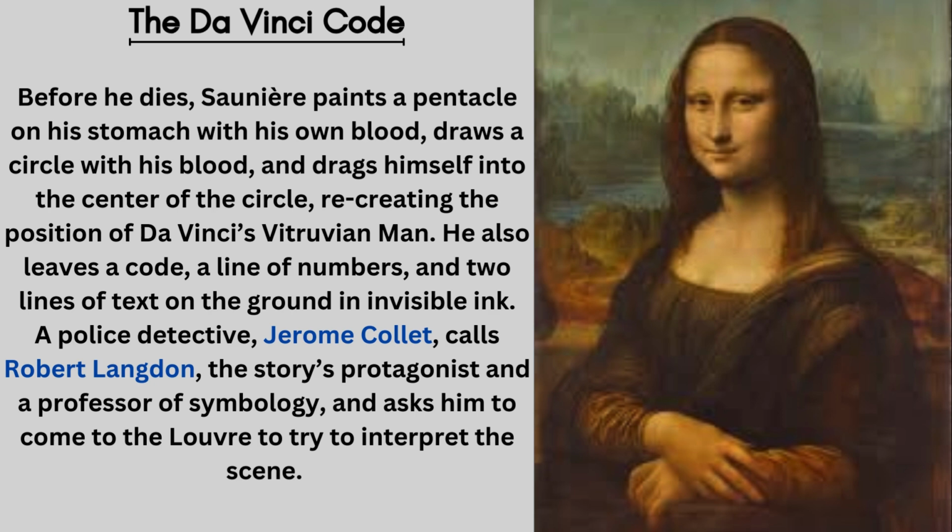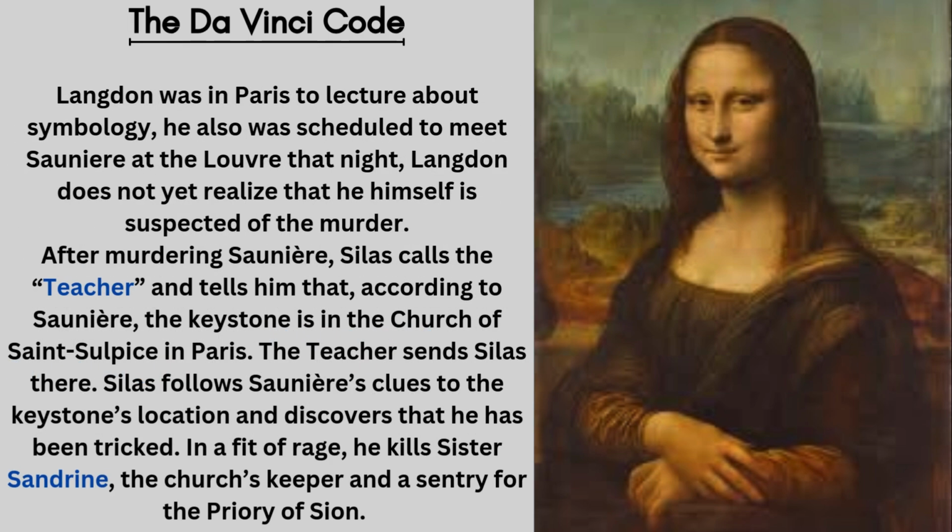A police detective, Jerome Calais, calls Robert Langdon, the story's protagonist and a professor of symbology, and asks him to come to the Louvre to try to interpret the scene. Langdon was in Paris to lecture about symbology. He also was scheduled to meet Saunière at the Louvre that night. Langdon does not yet realize that he himself is suspected of the murder.